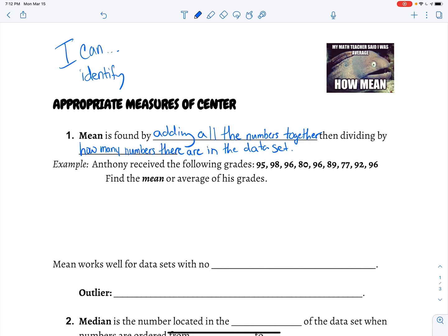So in our example, it says that Anthony received the following grades: 95, 98, 96, 80, 96, 89, 77, 92, and 96. Overall, pretty good scores. Couple lower ones in there, but that's okay. If we're finding the mean or average of his grades, we're going to follow these steps. First, we're going to add all the numbers together, and then we're going to divide by how many numbers there are in the data set. So go ahead and pause the video here real quick before we say what the answer would be when you're adding these together.